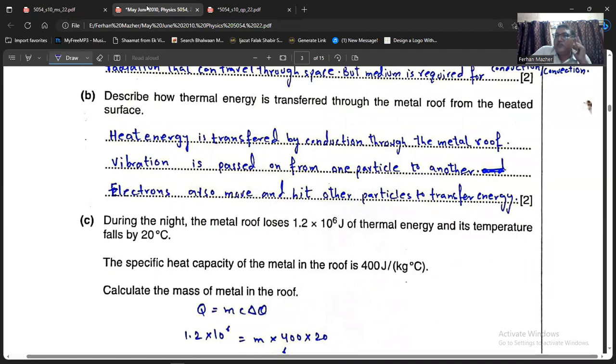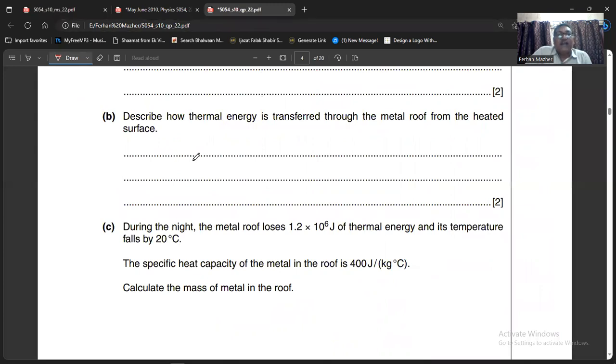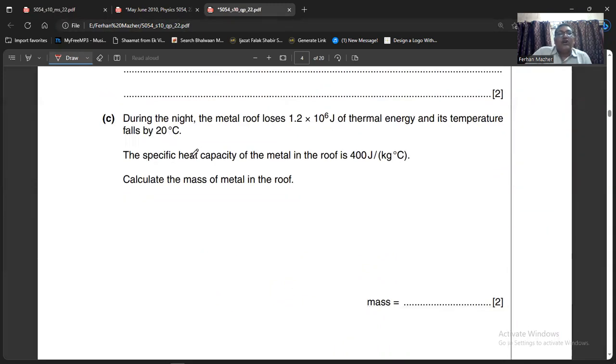This written answer was written by one of my students, but the answer which I am describing, and the answer in the marking scheme, is what you should follow. Just write your own answer. These are just guidelines for what you have to write. Okay, question number 3, C part.